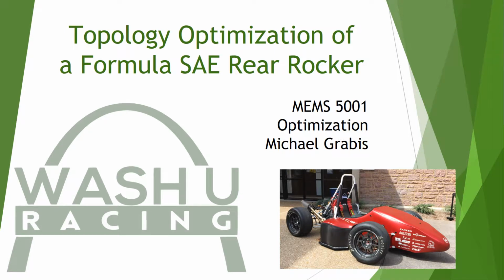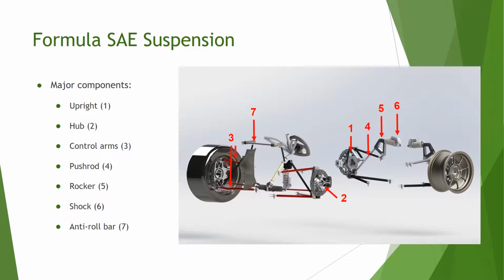Hello, I'm Michael Grabus, and my final project is a topology optimization of a Formula SAE race car rear rocker. A bit of background: the suspension on the FSAE car is a pull rod system and it is outlined below.